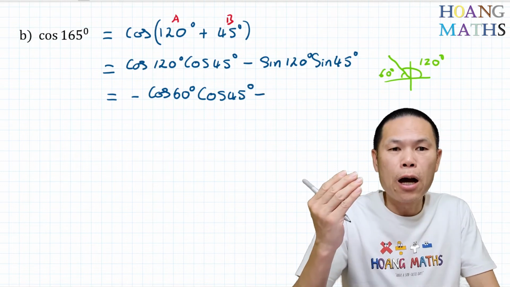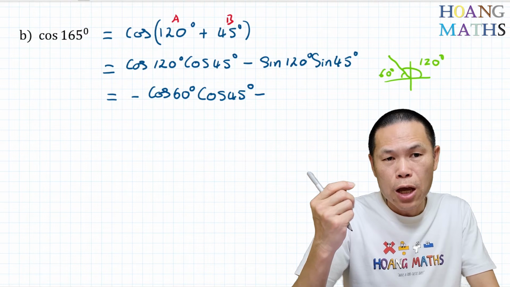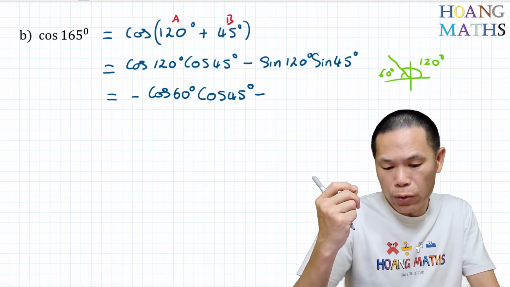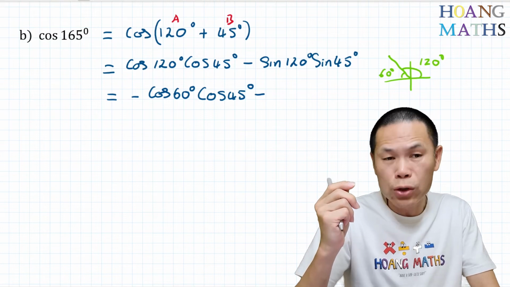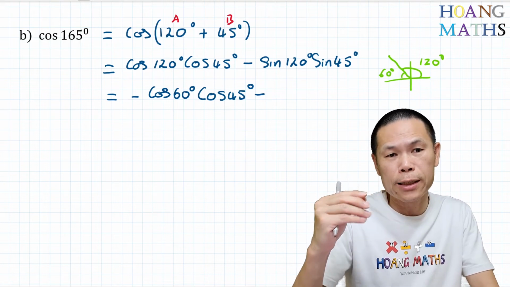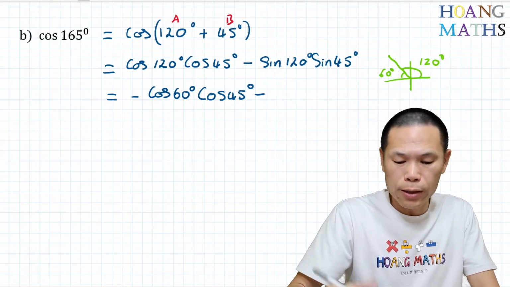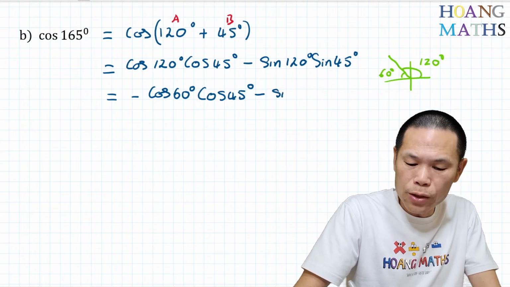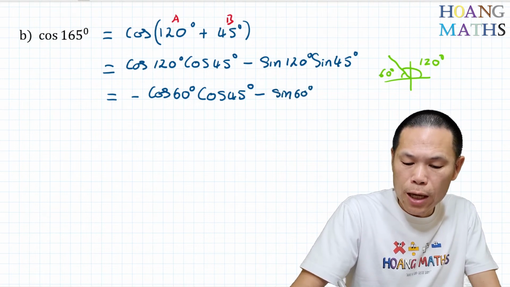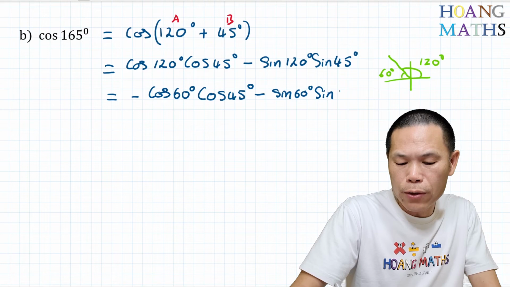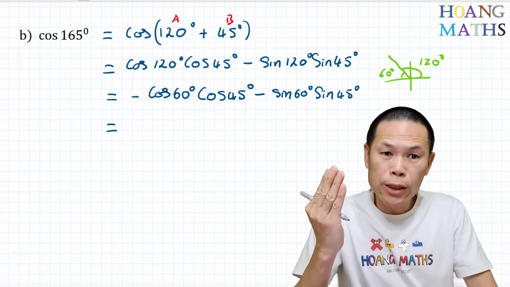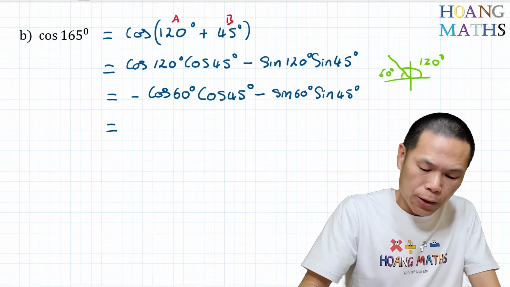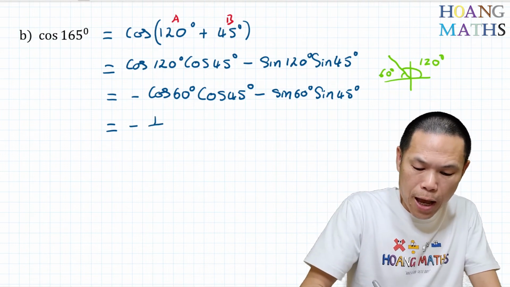Minus sine of 120 degrees. We know that 120 degrees is in the second quadrant, so sine of 120 degrees is exactly the same as sine of 60 degrees. So I just write this down, sine of 60 degrees, and sine of 45 degrees. Now, cos of 60 degrees is a half, so that becomes minus a half.